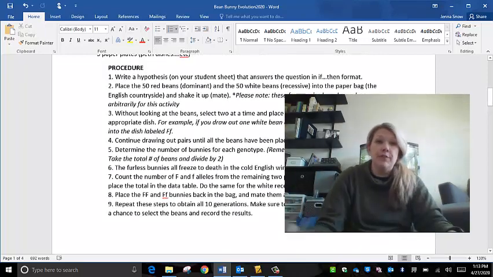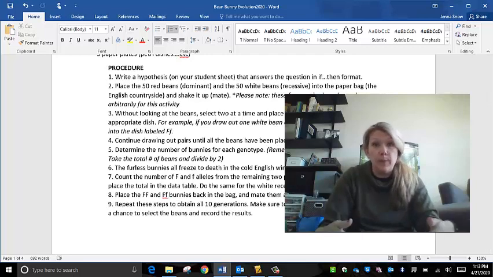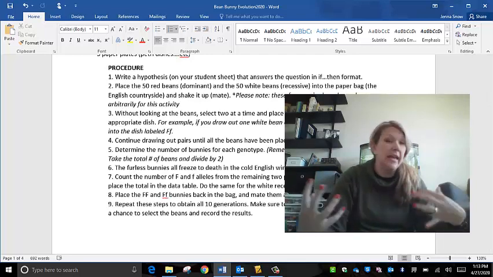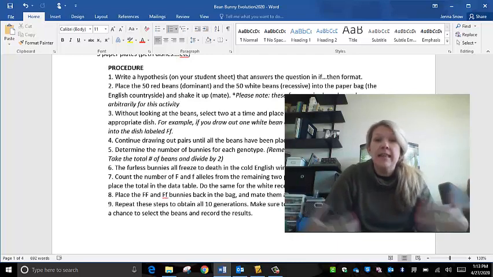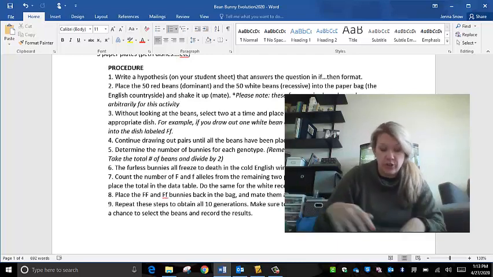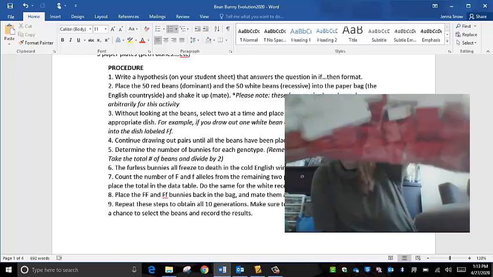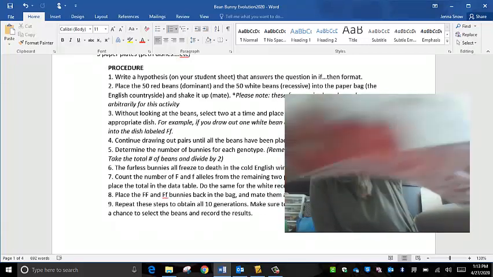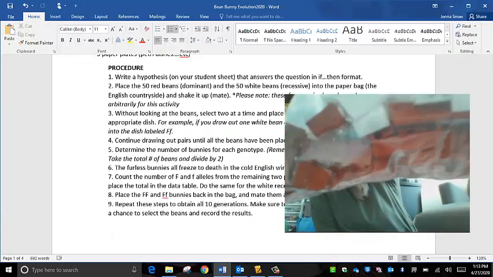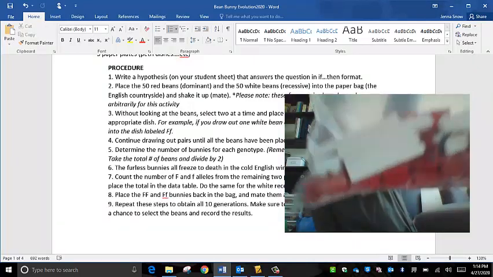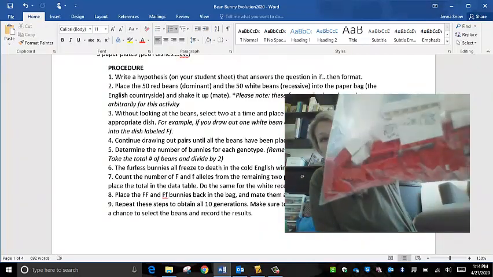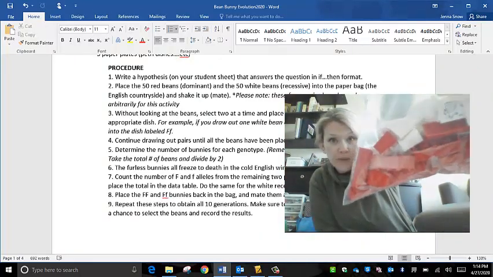And then you're going to place your 50 red beans and your 50 white beans into your paper bag. So the paper bag or the bucket or the basket or the cup or whatever you're using, this is going to represent the English countryside, okay? So I have put my red and white Legos inside my bag right there. And I know that I have 50 of each because I very carefully counted, okay?